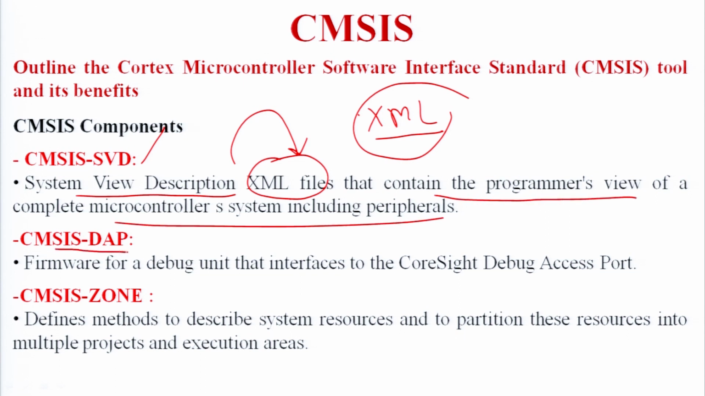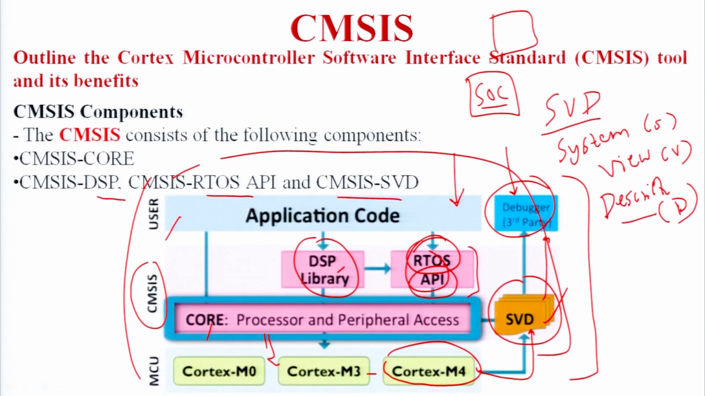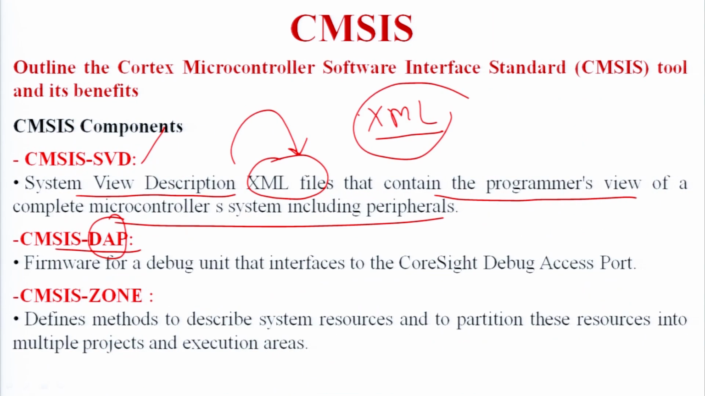It has a CMSIS-DAP. It has firmware for a debug unit. We have seen that in the diagram. There is a debug third party. The debug third party is carried out by this firmware for a debug unit that interfaces to the CoreSight debug access port.